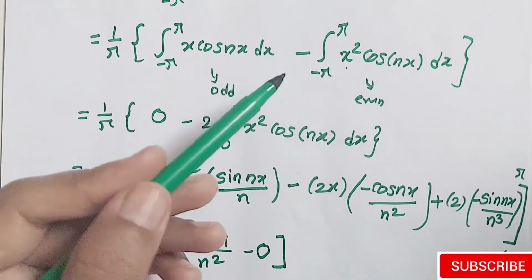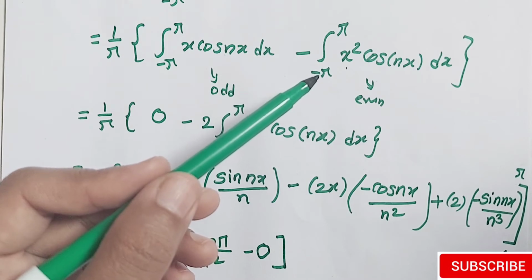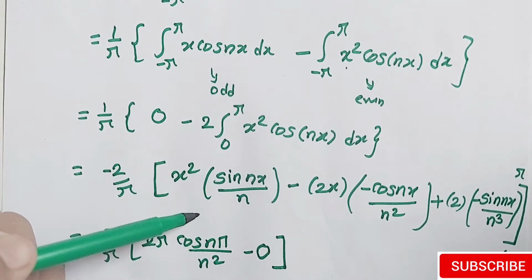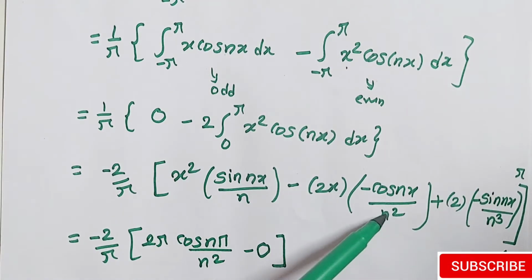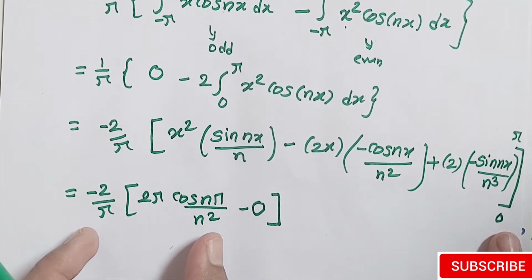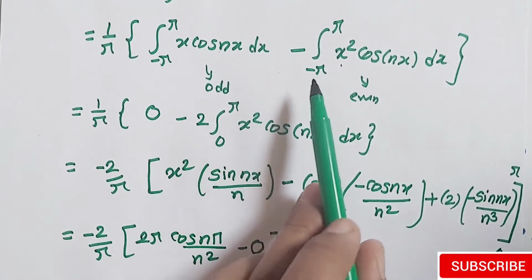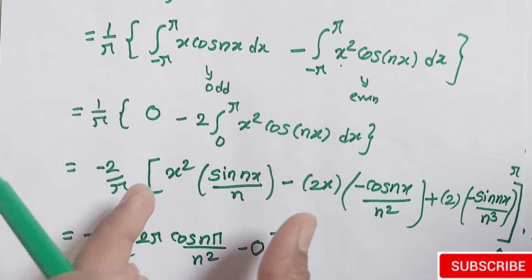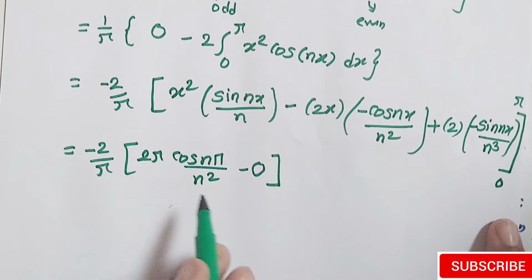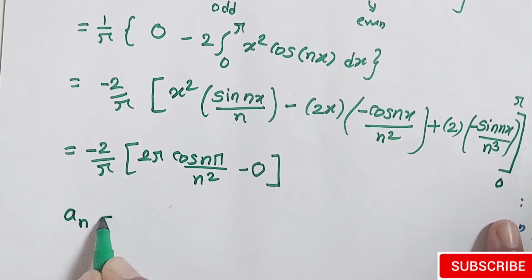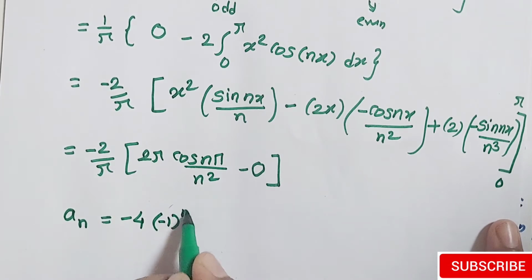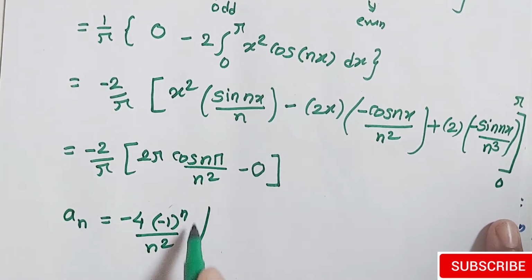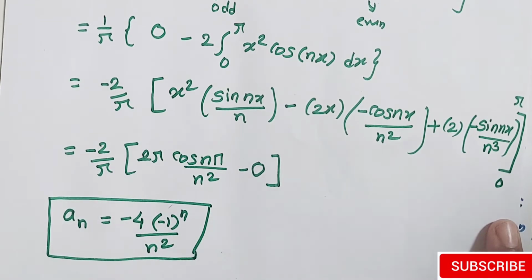If we do not use the even and odd formula, that is, if we take the limits minus pi to pi as it is, we still get the same answer. But it is difficult to solve because after putting the upper limit, in the same way we have to put the lower limit and then simplify the term. So to avoid this lengthy process, if you know the even and odd concept clearly, then you must use it. Now, the final answer of an is 2 into 2 is minus 4, pi gets cancelled, and cos n pi we can write as minus 1 raised to the power n divided by n square. So this is the value of an.